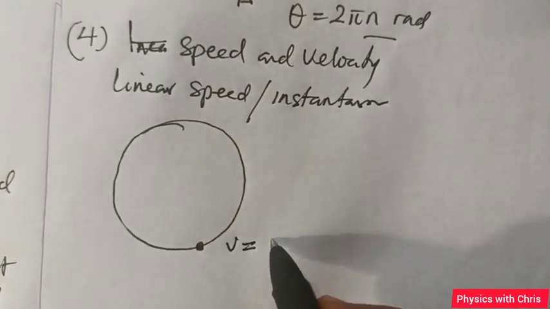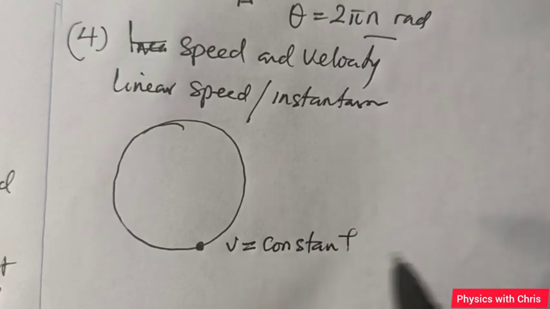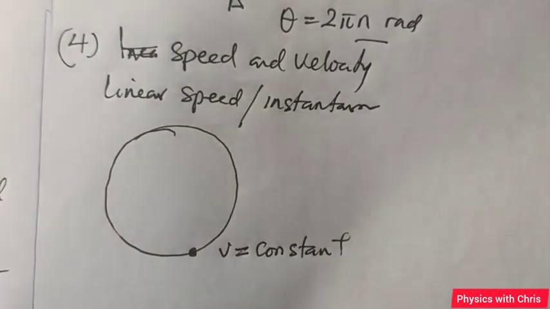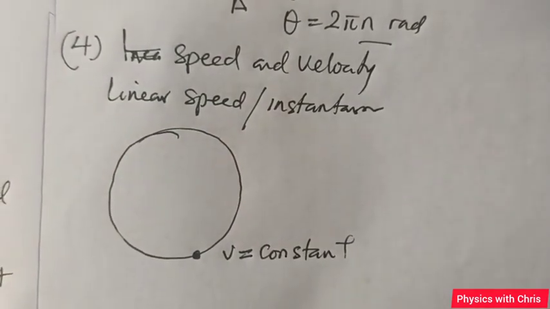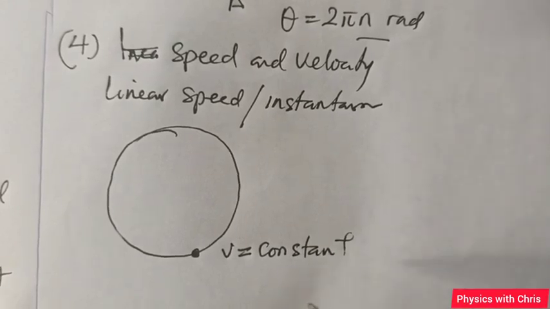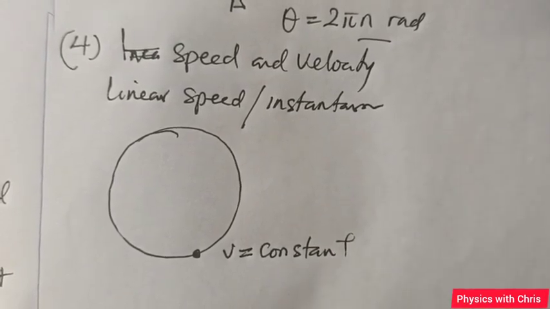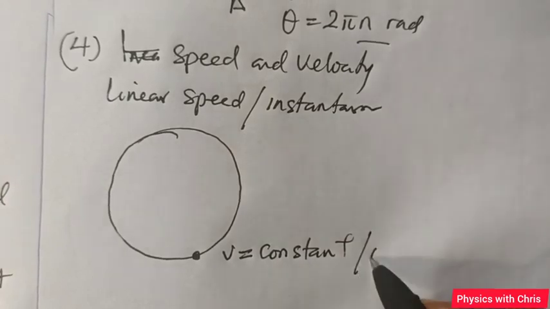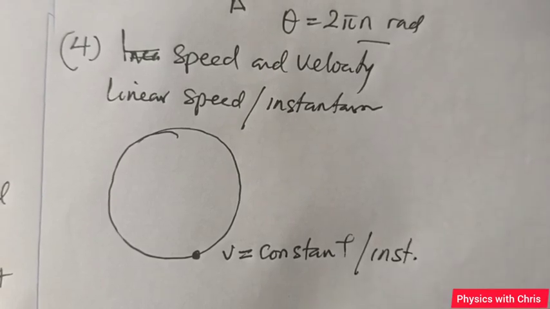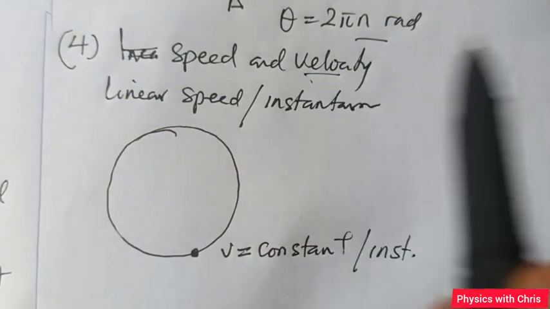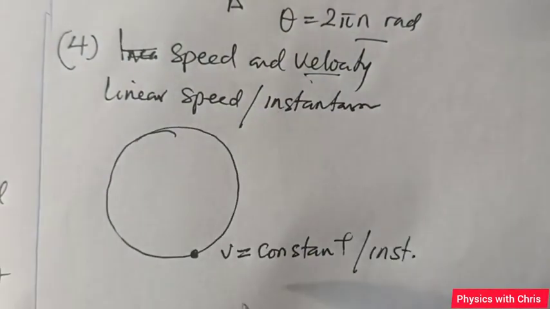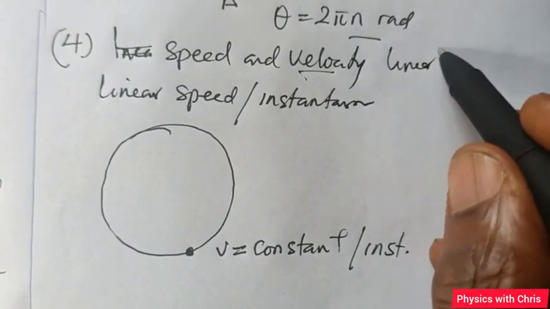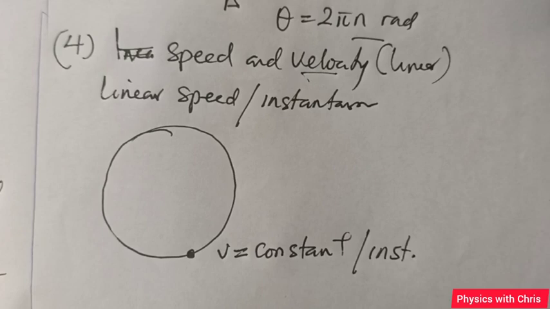The speed v is said to be constant. When the body moves in a uniform circular motion, the speed is constant, meaning it's not changing. And speed is a scalar. It has no direction. That's why I also call it instantaneous speed, because it's the speed of the body at a given instant. Now, velocity is a vector quantity. Linear velocity is a vector quantity, and it has direction.